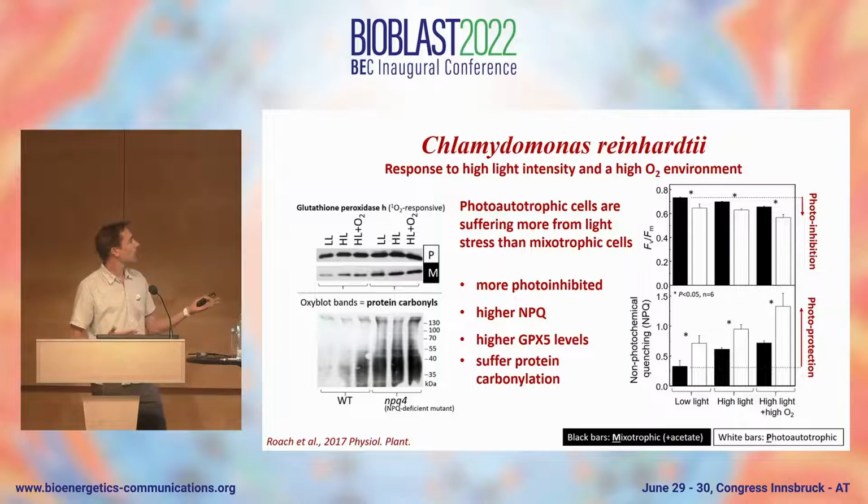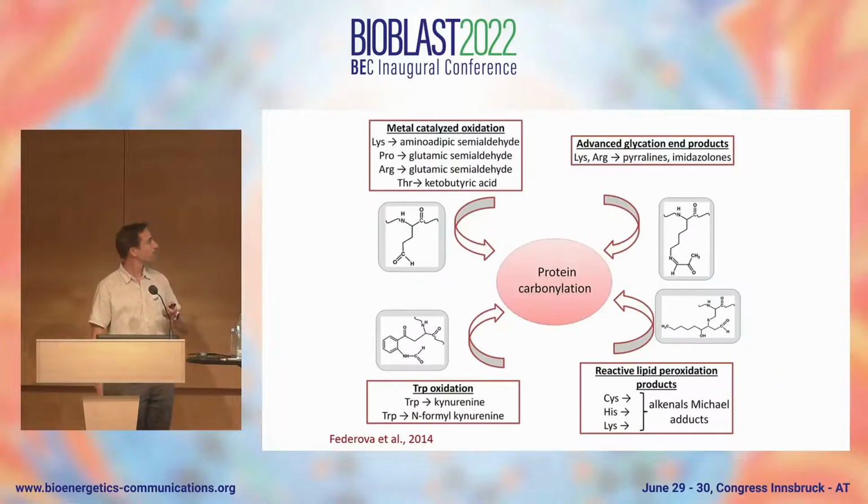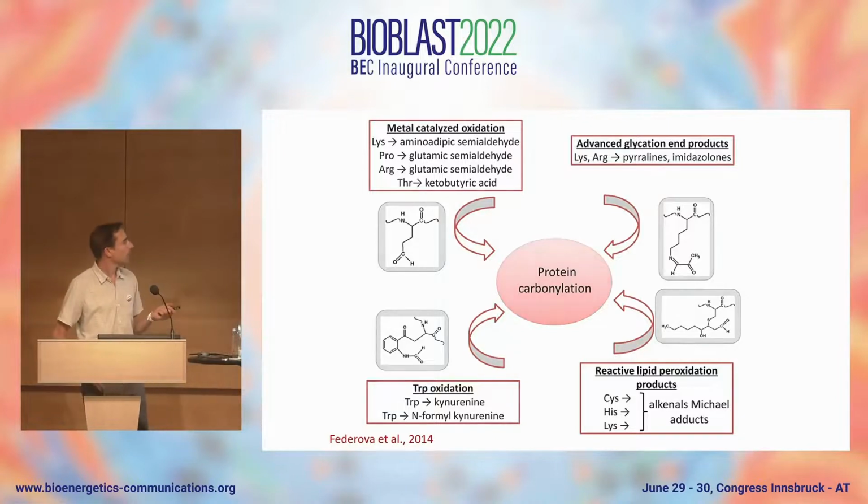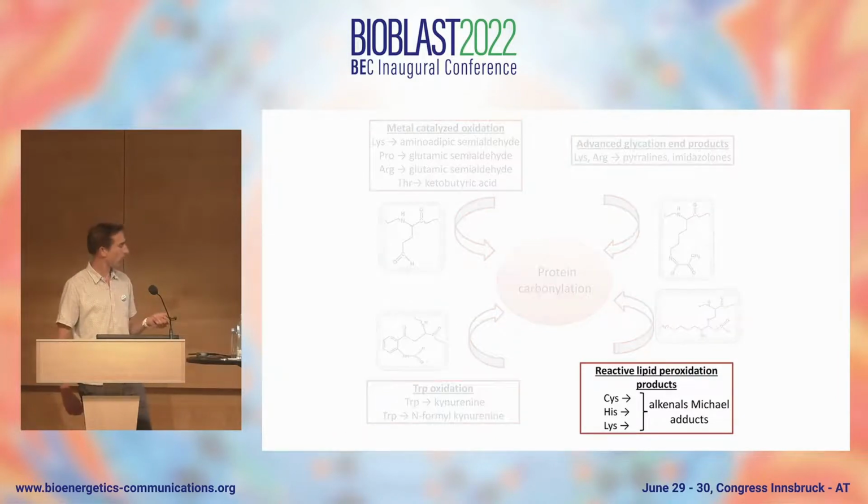They are more photoinhibited, they have higher NPQ, dissipating more energy to heat, they have high levels of GPX, and suffer protein carbonylation. So protein carbonylation can come from many forms, and I'm just going to focus today on this particular form here, where we know that lipid peroxidation is leading to these reactive electrophile species, which through Michael addition can attach to these nucleophilic protein residues.